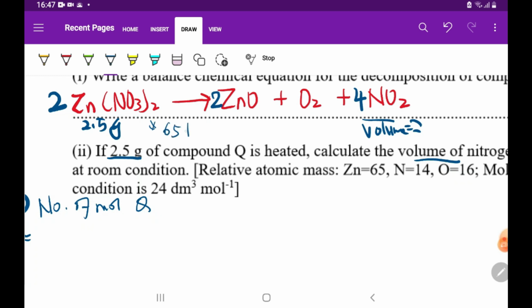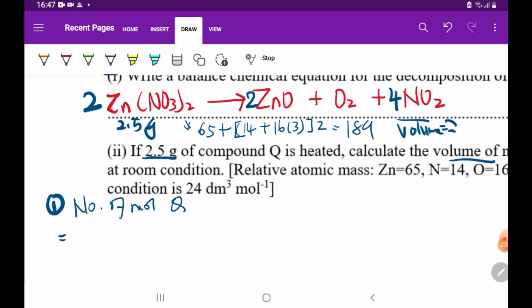Okay, we try to calculate here. Zinc is 65 plus N is 14 plus 16 times 3, times 2. Okay, so total is 14 plus 48, times 2, plus 65. So it's 189 actually. Okay, so first, 2.5 gram over molar mass, which is 189.